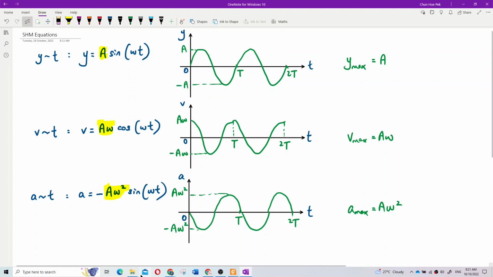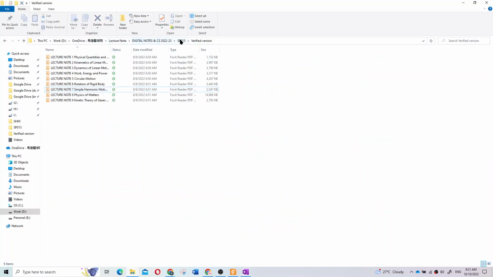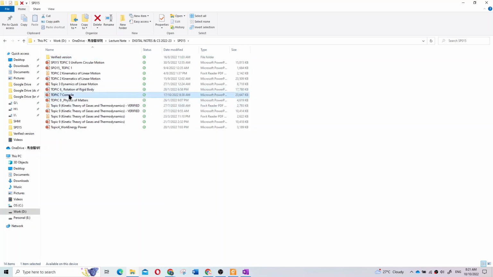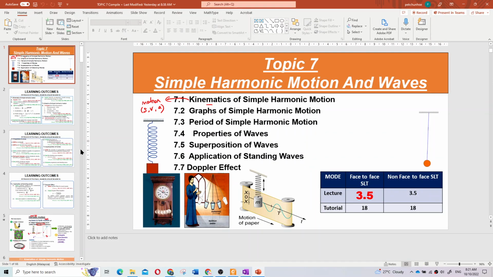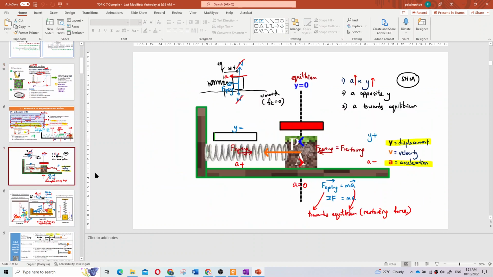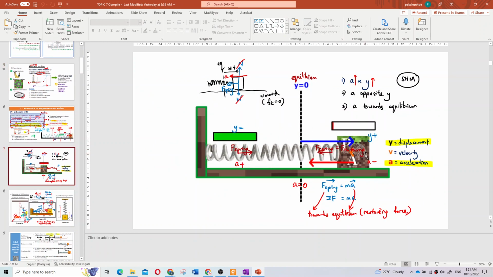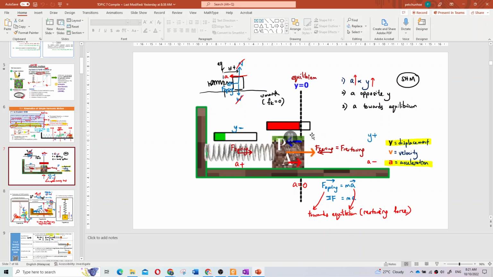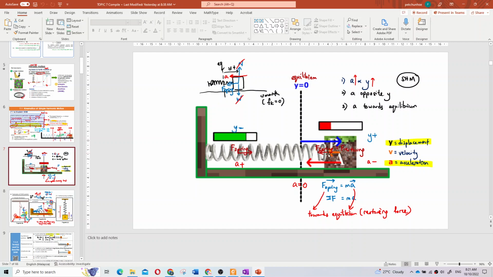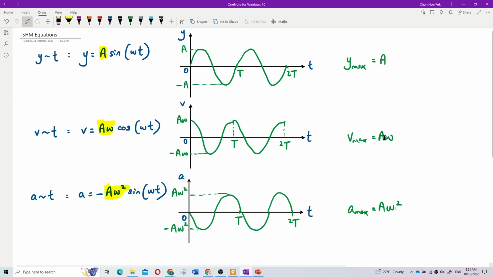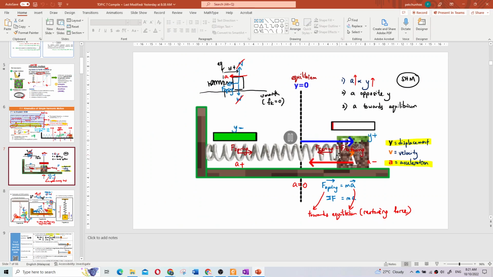Still remember the, where is our simulation? See there? This is the simulation. Remember that? Now we find this is the maximum, the blue line has maximum amplitude, and then the orange line is maximum velocity at the center. That's A omega. You know, that's A omega to calculate the value. And then maximum acceleration is A omega square.